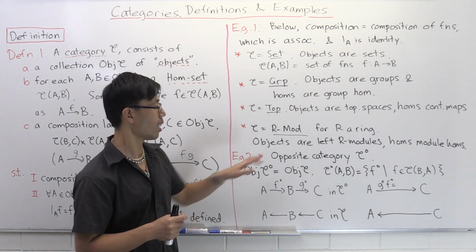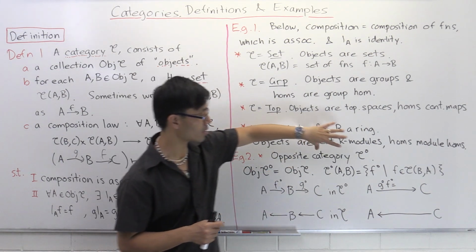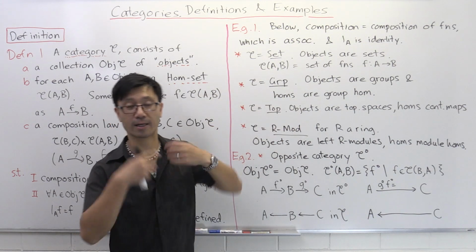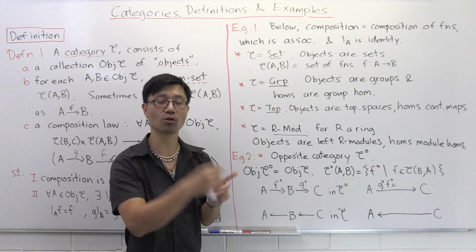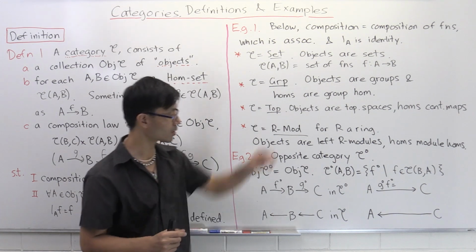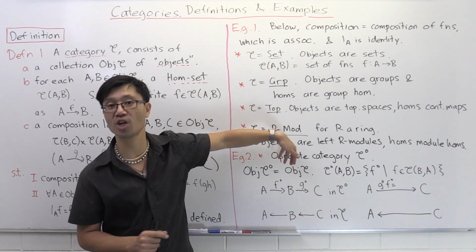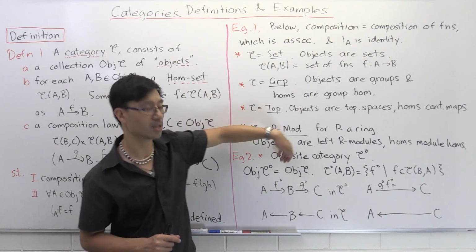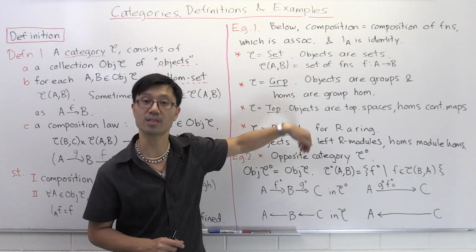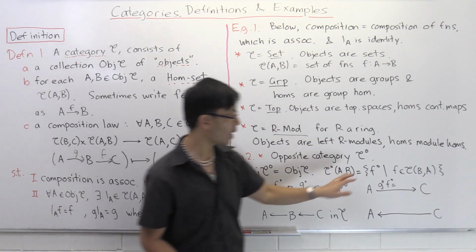Okay, so what are we going to do here? In this opposite category, we need a collection of objects, a collection of Hom sets, and also a composition law. So what are the objects? The objects don't change in this case. The objects of the opposite category C opposite are just the objects of the original category C. And what are the Hom sets?